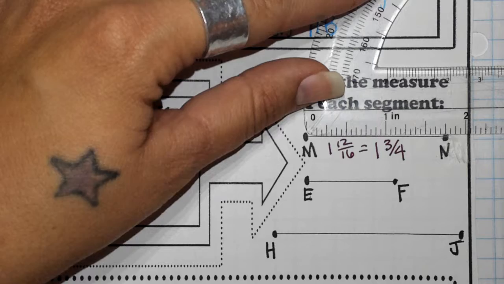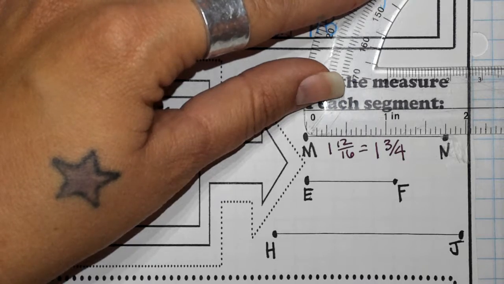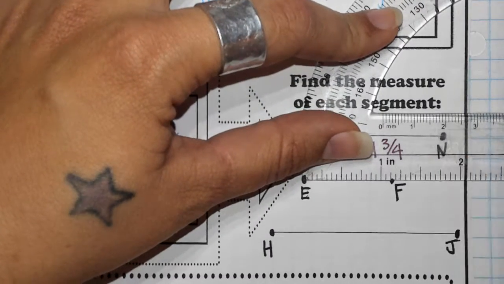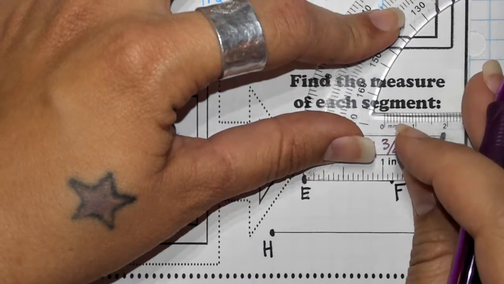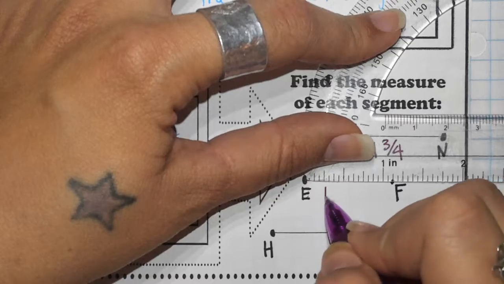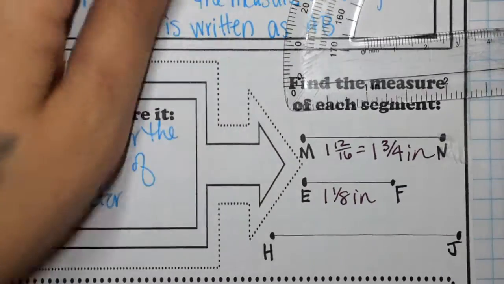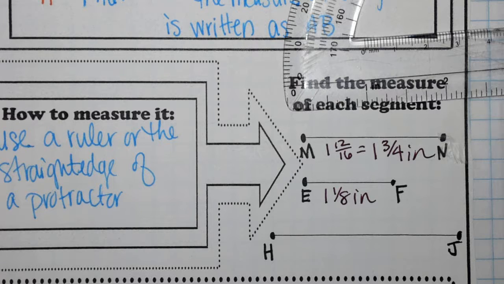Okay, get highly upset and see how much I care, baby. All right, EF. What do we get for EF? Did y'all get 1 1/8 inch?